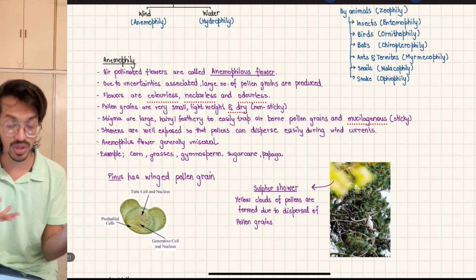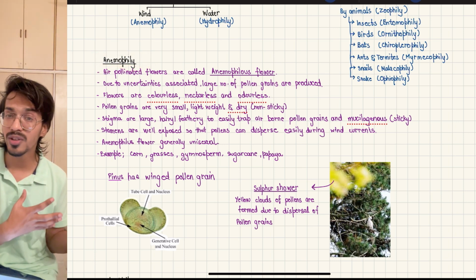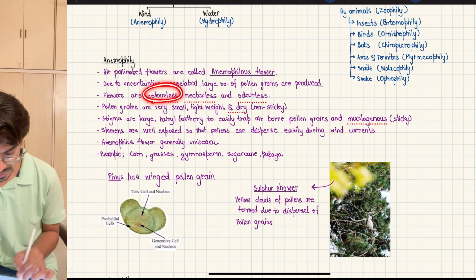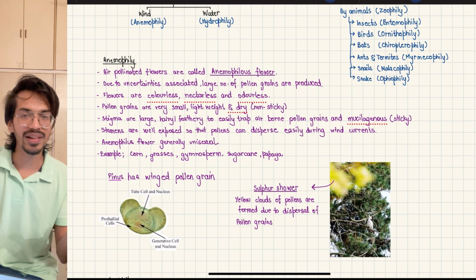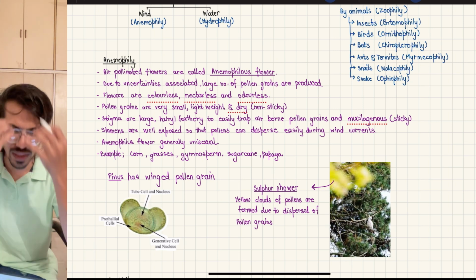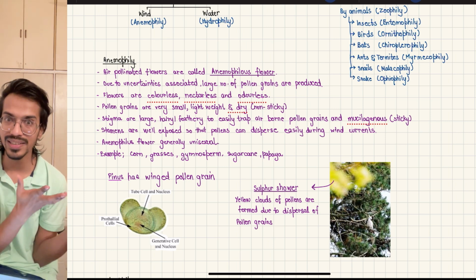Then one more thing which is given to you, that is anemophily. What type of flowers? These flowers are called anemophilous flowers. Now these flowers are colorless, nectarless, odorless. Why do they need these things? Abiotic agents are not attracted by colors, scents or nectar. These are for the biotic agents, which have to be attracted by the plants.